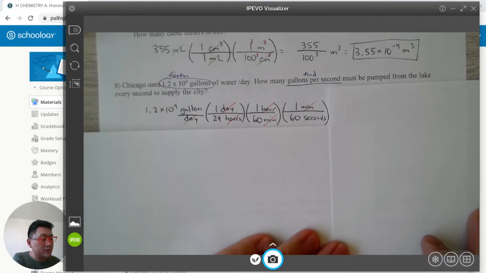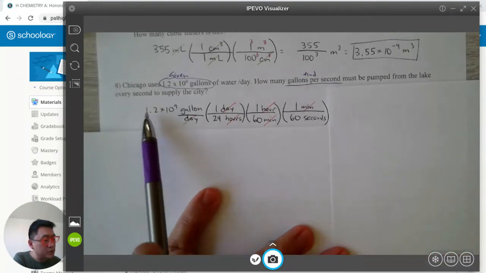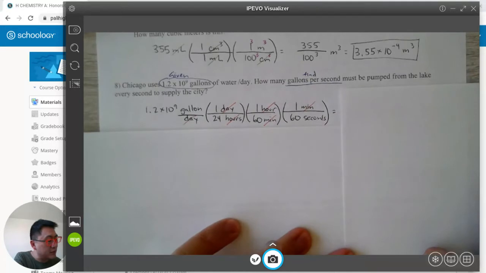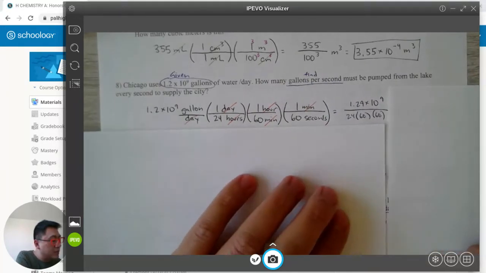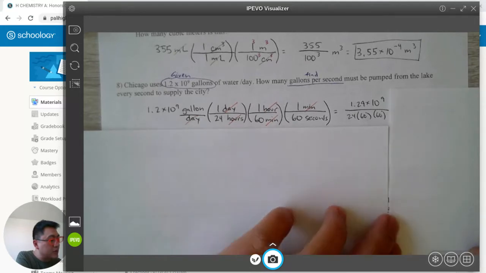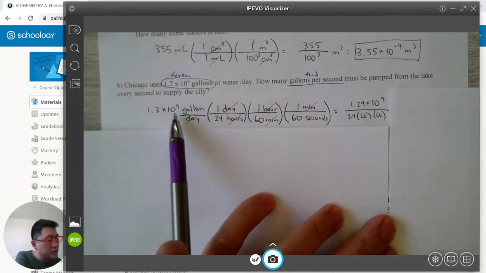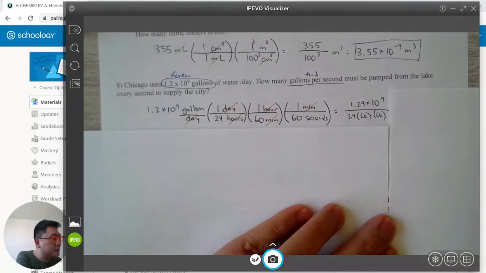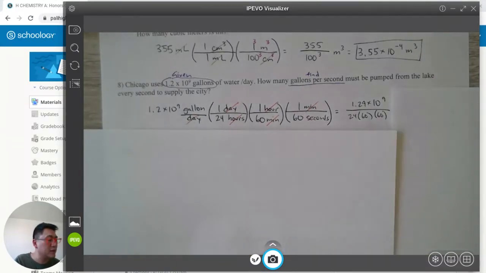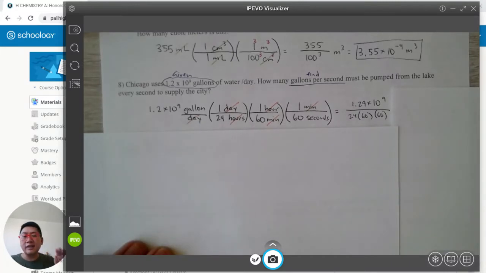So what's the number though? It's going to be multiply everything on top divided by everything on the bottom. All the numbers on the top are 1.29 times 10 to the ninth divided by 24 and 60 and 60. Actually, I want you guys to type this all in a calculator and see what answer you get, because I want you to answer the question now.